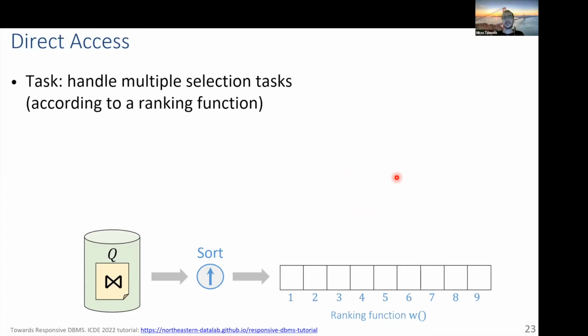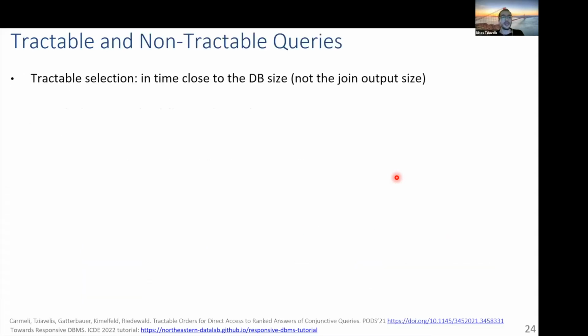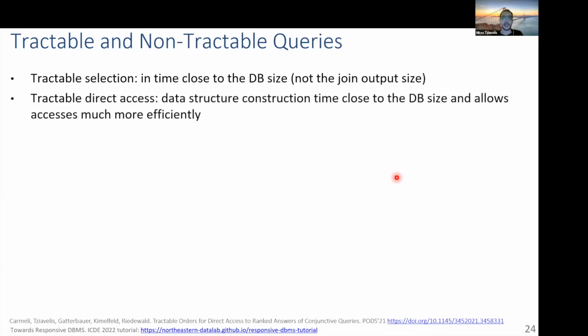Direct access is the task where we want to handle multiple of these selections, and we want to build a data structure that can handle these accesses more efficiently than handling them one by one. Now, to be more specific, tractable selection would be the case where the time required is very close to the database size and not the output of the join. And similarly, tractable direct access is the case where we can construct a data structure in time that is close to the database size and can allow this access very efficiently.